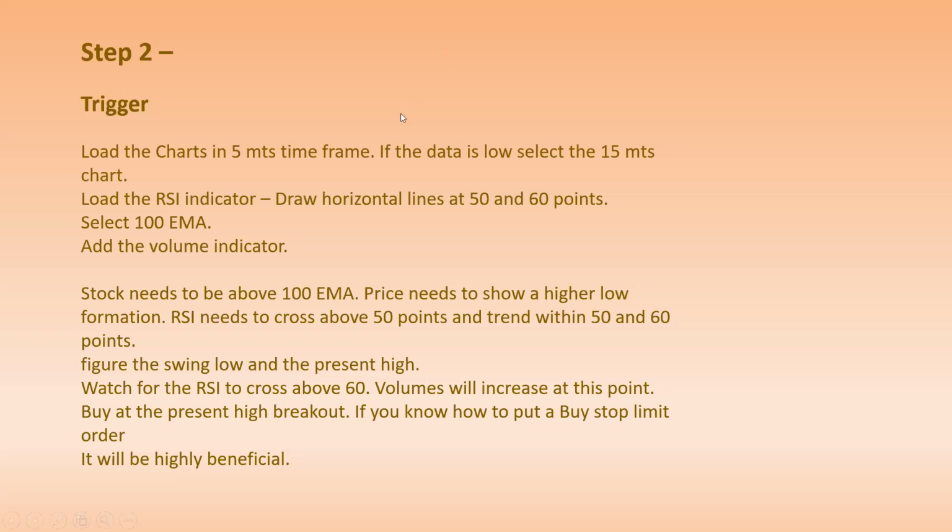You will notice that the data available in a shorter time period is limited for us to work this setup to our advantage. Then after loading the chart, we will be loading the RSI indicator, and we will be drawing horizontal lines at 50 and 60 points in the RSI indicator. And then we will be selecting the 100-period exponential moving average, and also adding the volume indicator. Now, first of all, within the chart, we will be going through the stock, and the stock needs to be above the 100 period EMA.